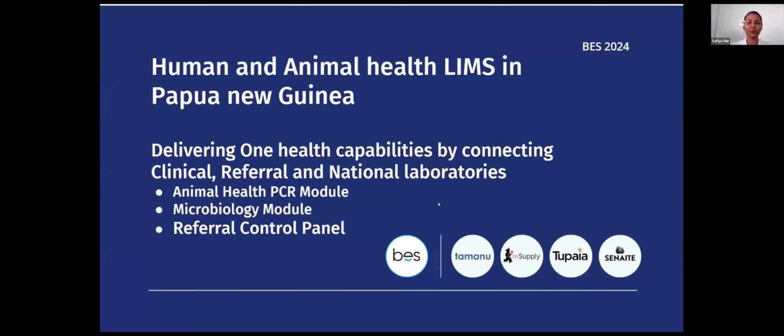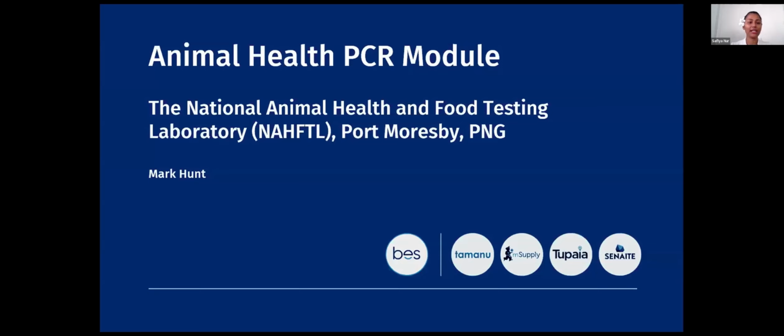Now we'll have human and animal health LMIS in Papua New Guinea. This would be about delivering One Health capabilities by connecting clinical, referral, and national laboratories. Wow, connecting three different, amazing aspects. We would be talking about the animal health PCR module, the microbiology module, and the referral control panel. We'll again have Mark Hurd take us through this. Welcoming you again, Mark, for the animal health PCR module. Over to you.